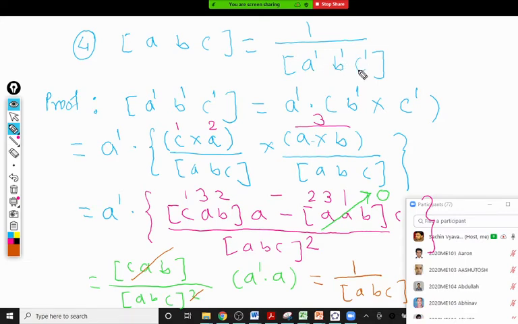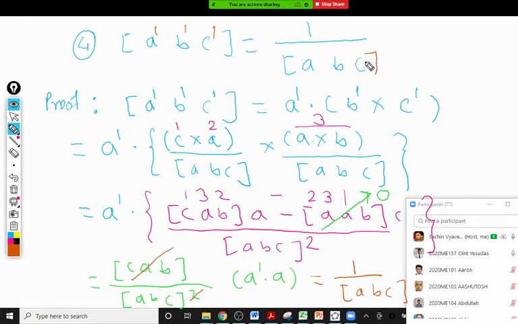See, we have to prove box ABC as 1 upon box A dash B dash C dash, or we have to prove box A dash B dash C dash is 1 upon box ABC. So we started from this. What I did is I proved this part, box of A dash B dash C dash, and in this case, this dash we prove like this. Okay, we started from here.